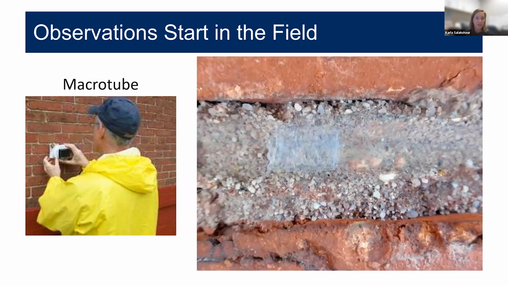So this is a picture that we could take using the macro tube in the field of a bed joint. So you can see the brick masonry on top and bottom and the mortar joint in the middle of the image there. You can see the texture of the surface of the joint. So some of that paste has been eroded away, exposing some of the sand aggregates. But it's also neat that you can see a spider web that got deposited on the surface of that joint over time.